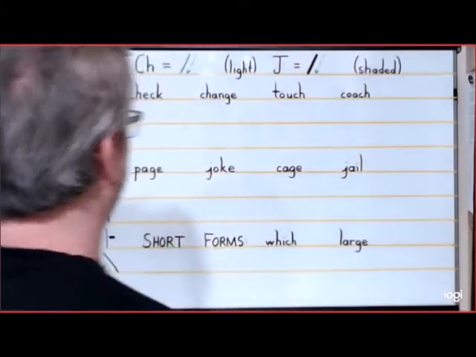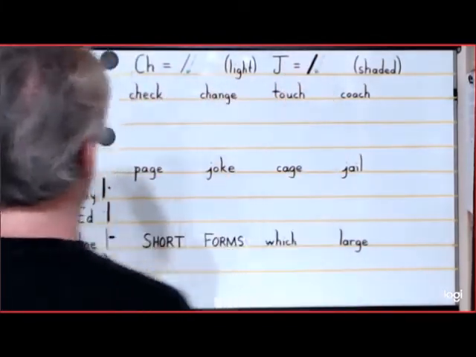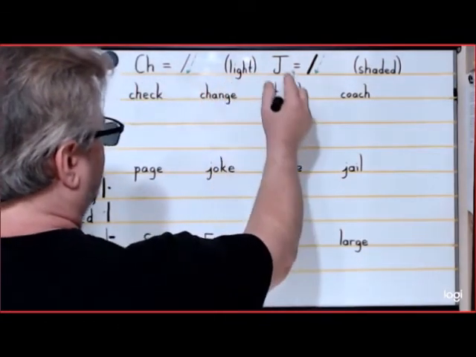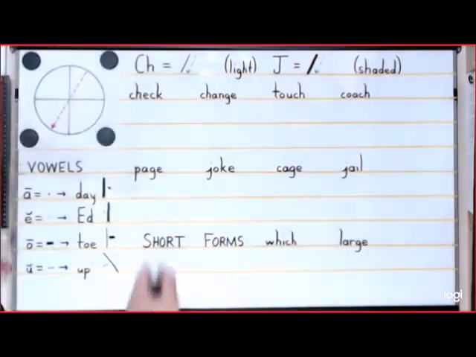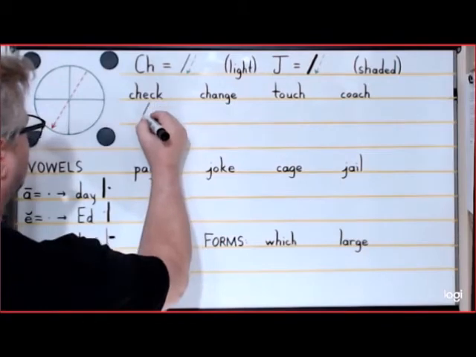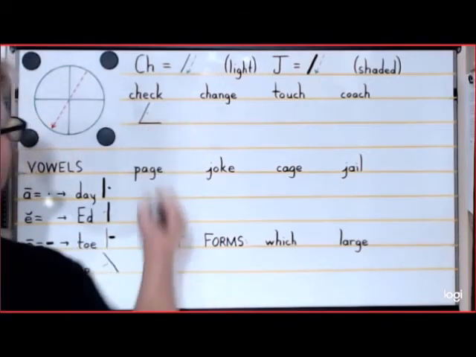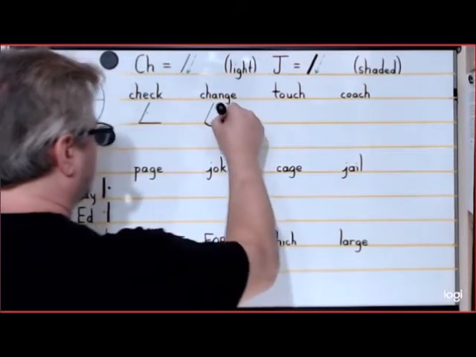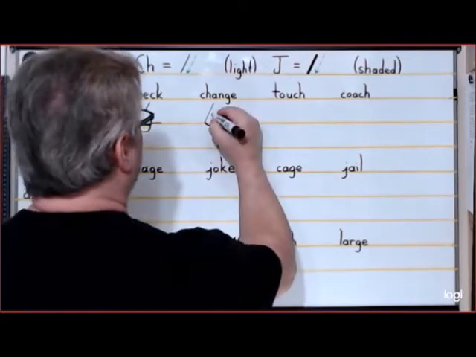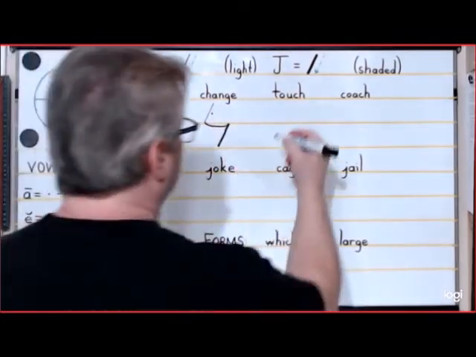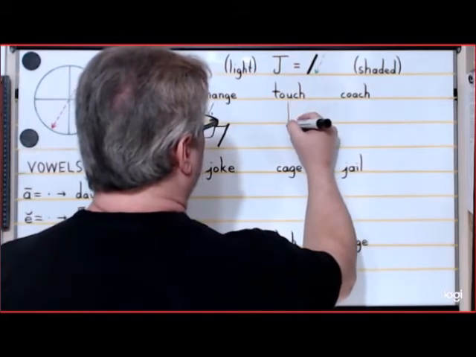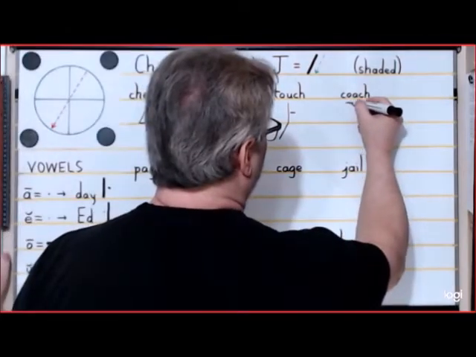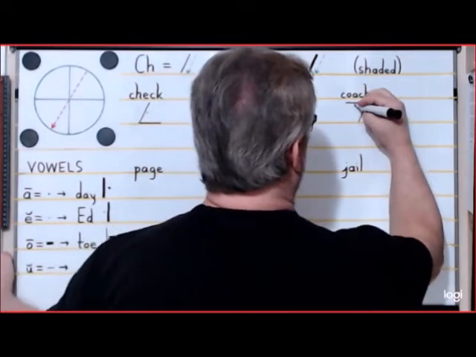For the strokes, CH and J are represented by a downward 30-degree angle, CH being the light, J being the shaded stroke. So for the word check, it is CH, K, and a light dot. Change is CH, N, and then a J, and then a heavy dot. The word touch, it is a T, CH, light dash. For coach, it is a K, a CH, and a heavy dash.